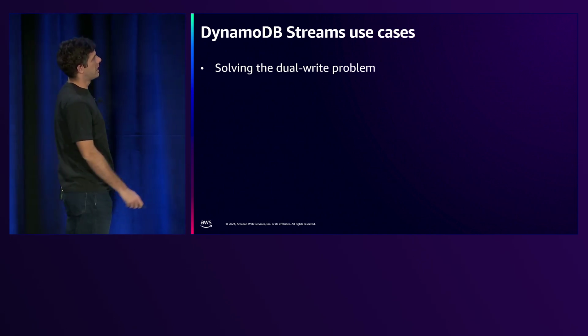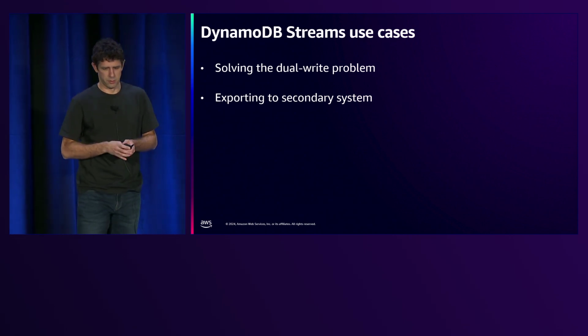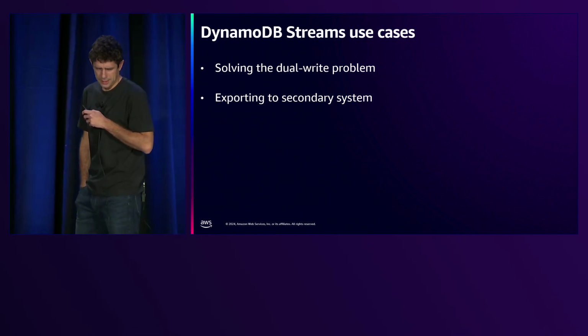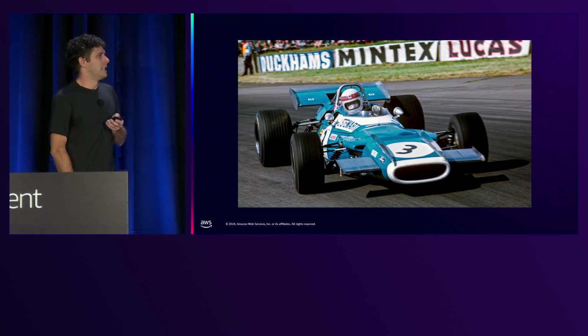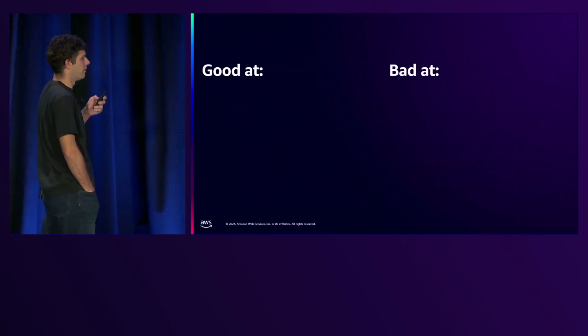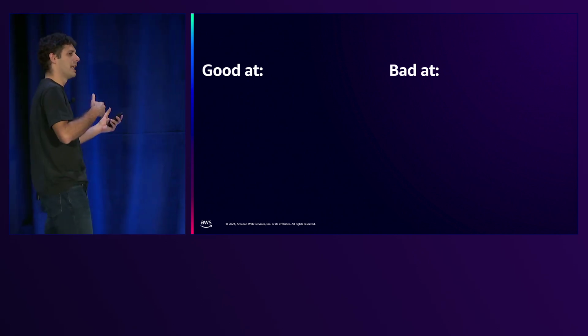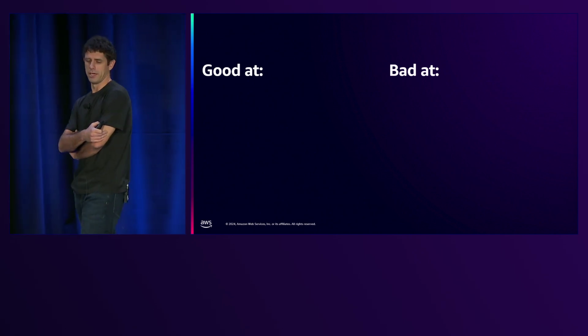All right, so that's the first use case we have, solving the dual write problem. Let's look at another architectural use case for Dynamo streams, and this is exporting to a secondary system. We get back to that idea of mechanical sympathy and thinking about what Dynamo does well and what it doesn't do well. There are very clear things that Dynamo's good at and bad at, and I think you don't want to jam a square peg into a round hole here.